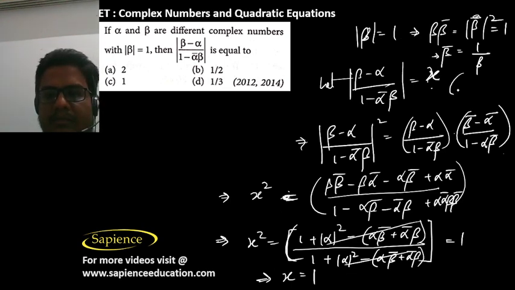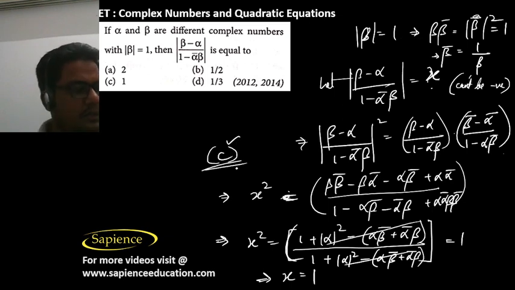Since this value cannot be negative, x square is 1, so x is also equal to 1. So option C is the correct answer.